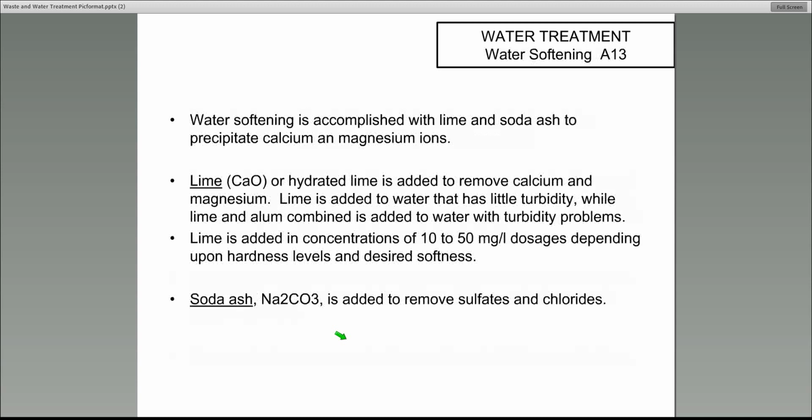For water softening, you add lime to remove calcium and magnesium. So in a water treatment plant, that's why you add lime during the typical dry weather flows. And you'd add 10 to 50 to help knock out the calcium and the magnesium, which is hardness. So you're adding lime to knock out hardness. If you have sulfates and chlorides or negative ions or alkalinity, you add soda ash.